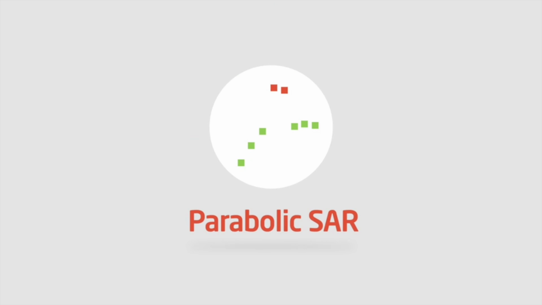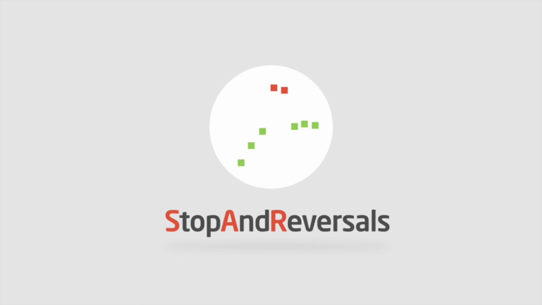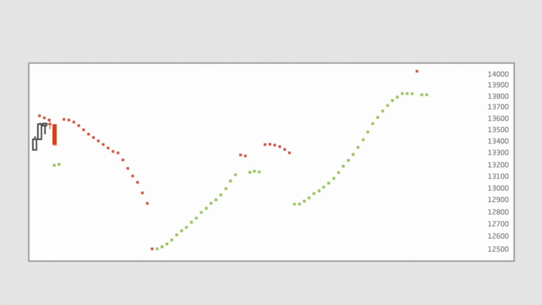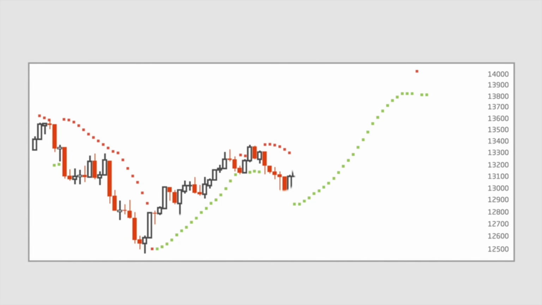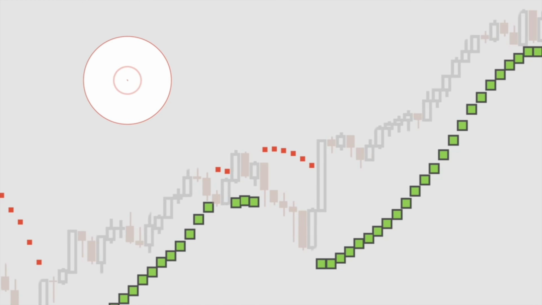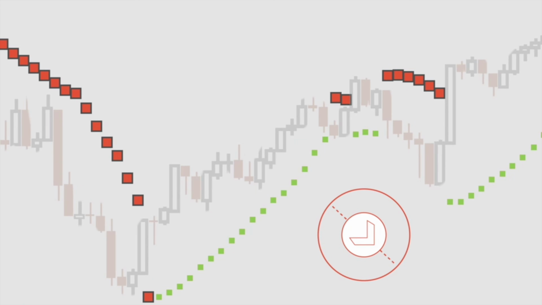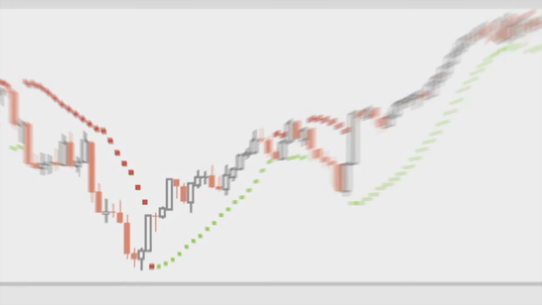A Parabolic SAR stands for stop and reversal and is used to identify trend endings and potential reversals. A Parabolic SAR consists of dots on a chart, which indicate reversals in price action. If the dots appear below the price action, it indicates an uptrend. If the dots appear above the price action, it indicates a downtrend.